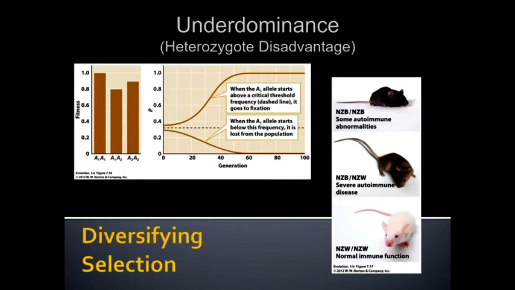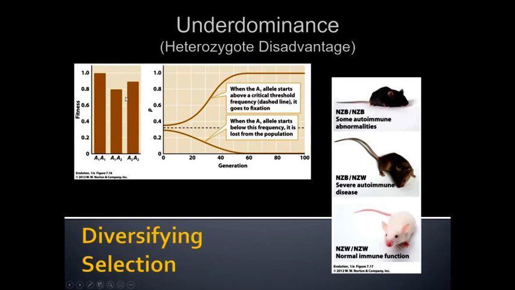We also have an interesting condition called underdominance. Now, again, the one in parentheses there, heterozygote disadvantage, you might have seen it. We're not going to worry about it. We're just going to use the term underdominance. Underdominance is what occurs in a two-allele system where the heterozygote has the lowest fitness level. So it's good to be homozygous for the A1 allele. It's good to be homozygous for the A2 allele, but it's not good to be a heterozygote.